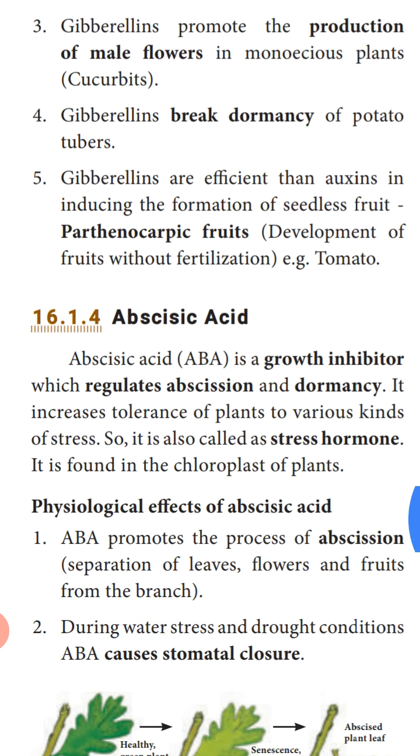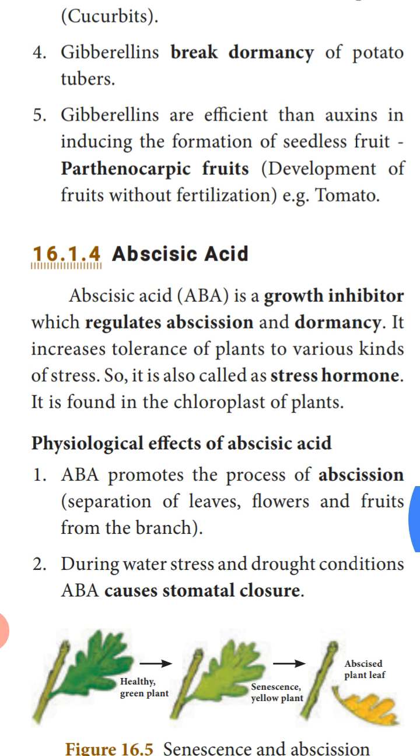Abscisic acid, also called ABA. Abscisic acid is a growth inhibitor. Growth inhibitors, as we already studied, are the plant hormones which inhibit or stop the growth of the plant.